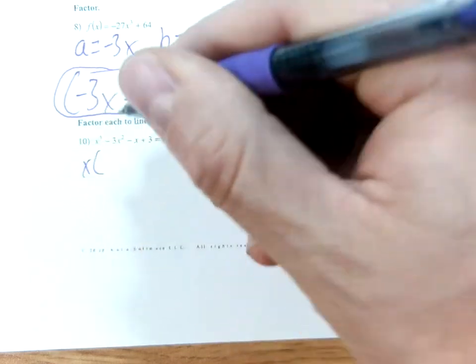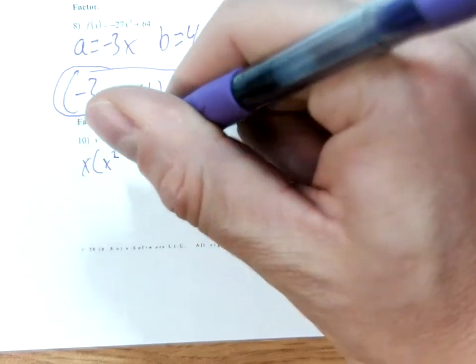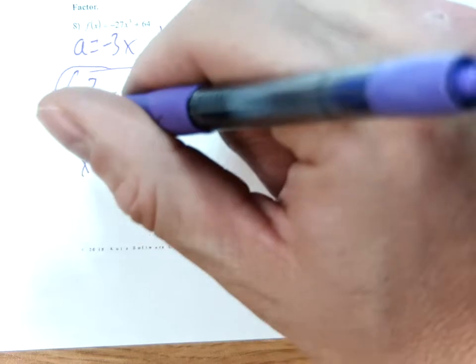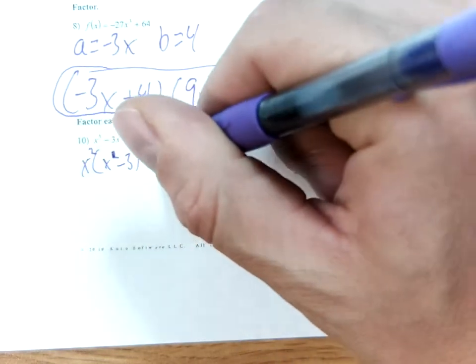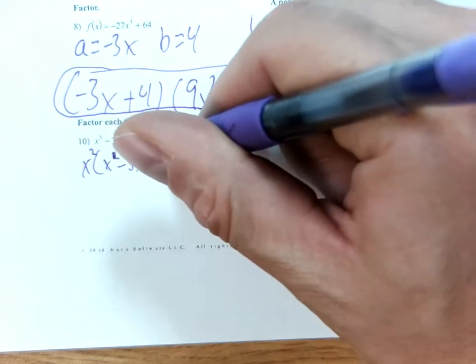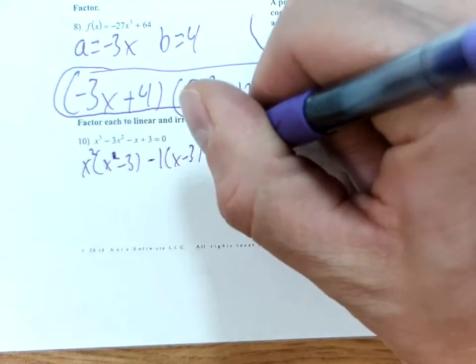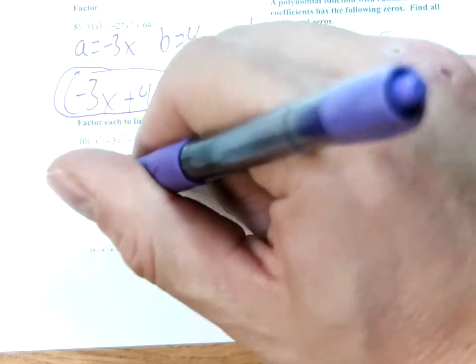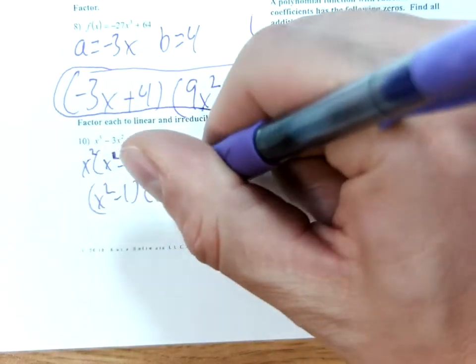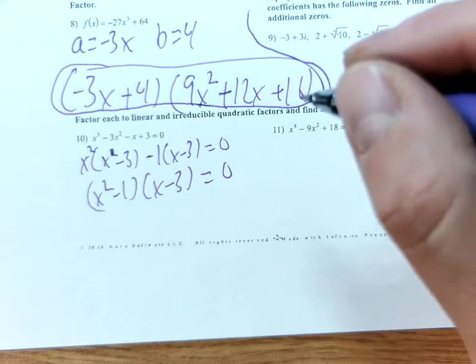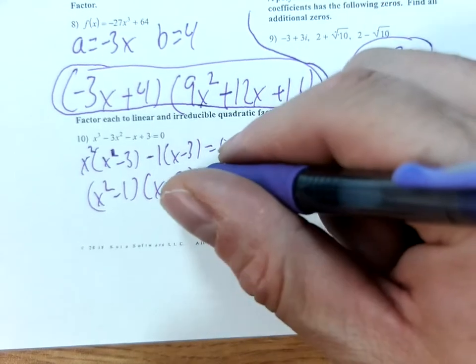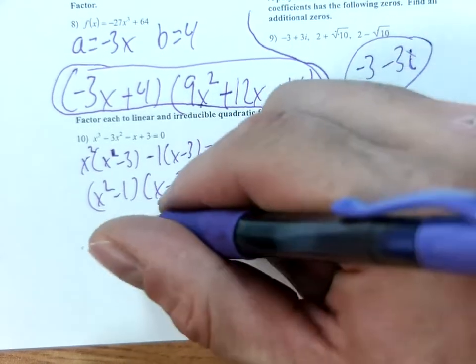Pull an x squared out of the first group, x minus 3. Pull a negative 1 out of the second group, x minus 3. We have x squared minus 1 times x minus 3. So our roots here, positive 3 and positive and negative 1.